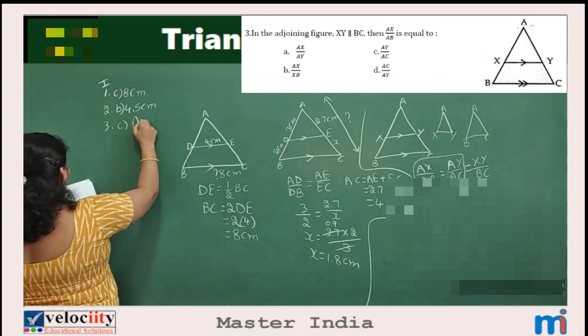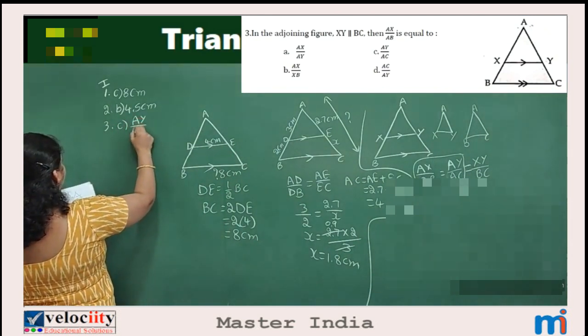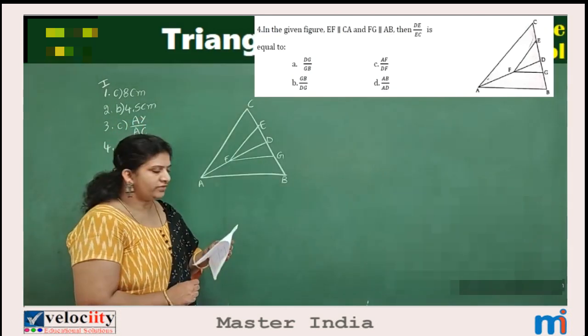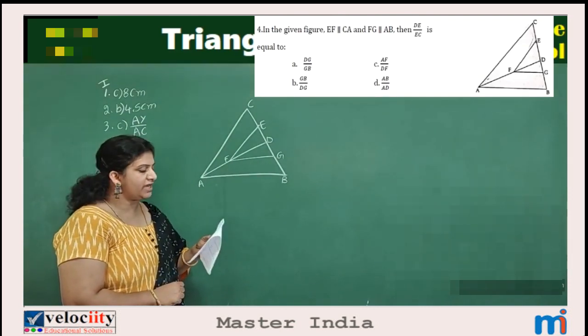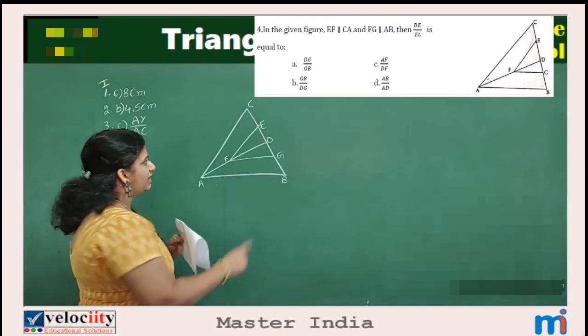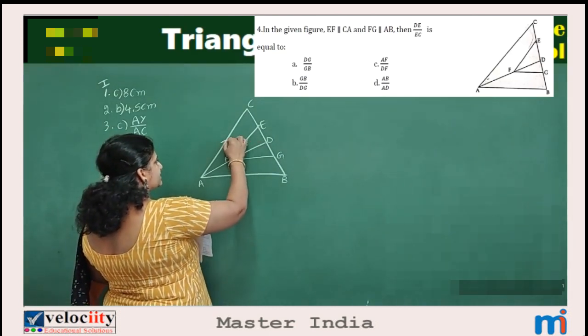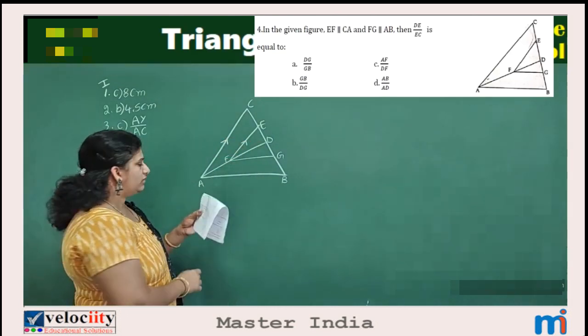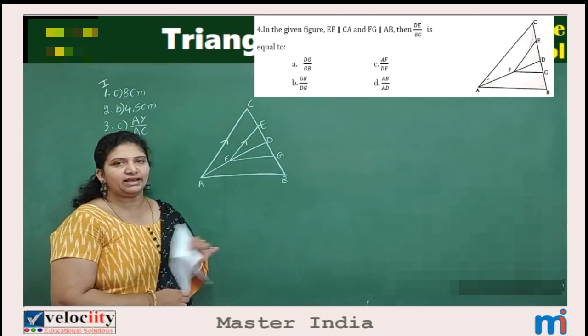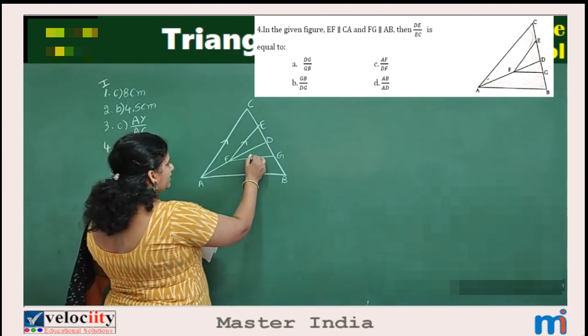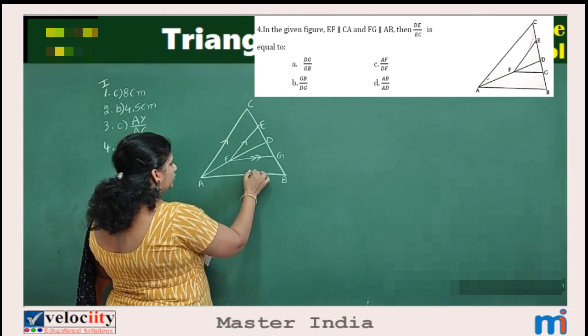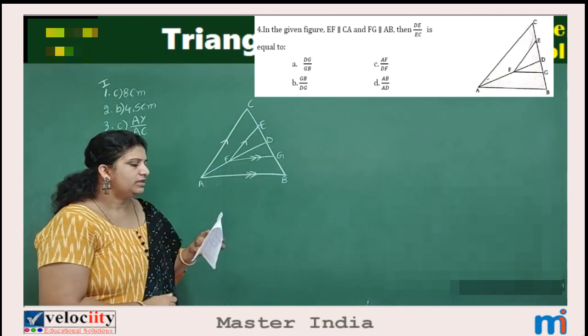Option C, AY by AC. Fourth one, in the given figure, EF parallel to CA. Observe the figure here. EF parallel to CA. Okay. And next, FG parallel to AB.